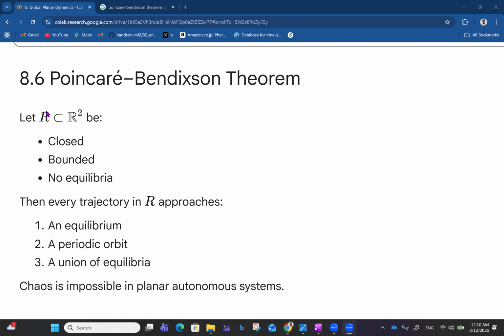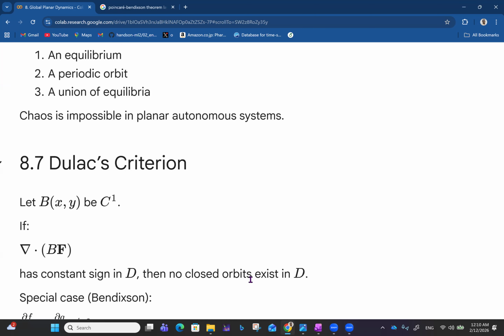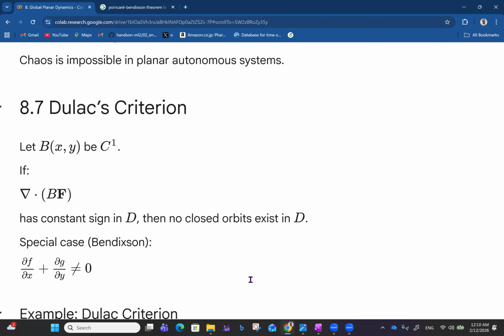So for the Poincaré-Bendixson theorem, if we have closedness, boundedness, and there are no equilibria, then every trajectory in R approaches an equilibrium, a periodic orbit, or a union of equilibria. And that shows us that chaos is not possible in planar autonomous systems. Chaos is not possible in 2D, in essence.